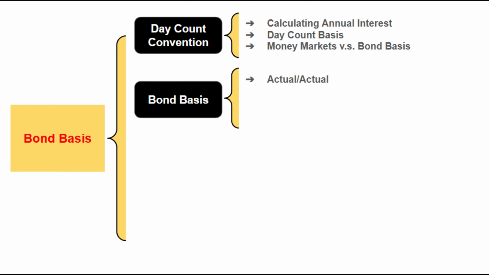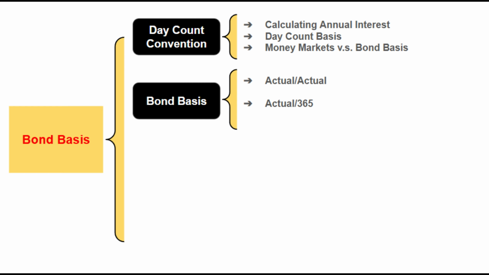First is actual over actual. This is the most commonly used convention in bond markets worldwide. Actual over actual, which is used with most government bonds and many corporate bonds, uses a day count fraction equal to the actual number of days in an investment period divided by the actual number of days in the year, which can be 365 or 366, depending on whether it is a leap year or not.